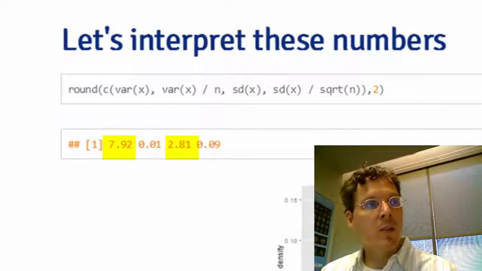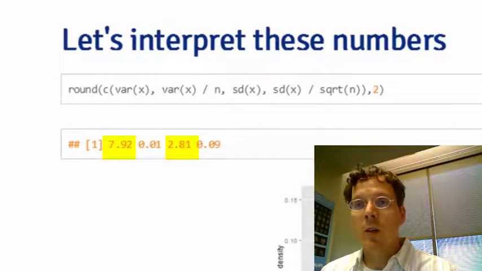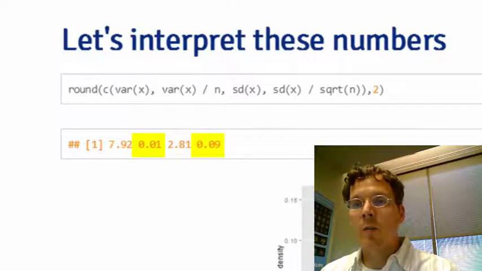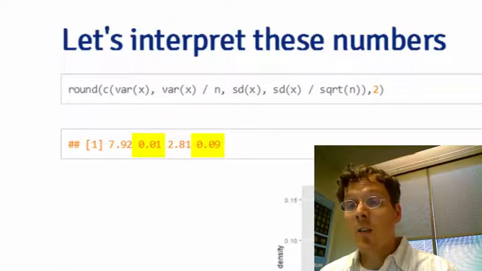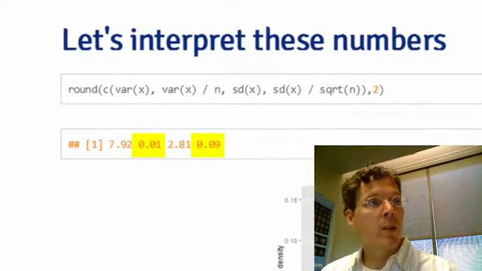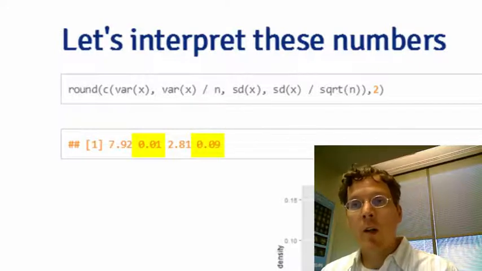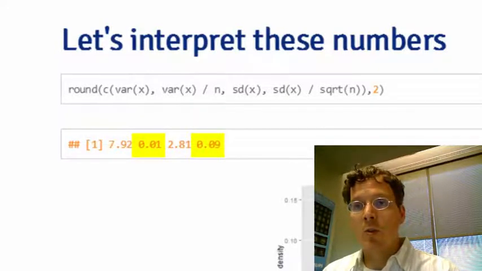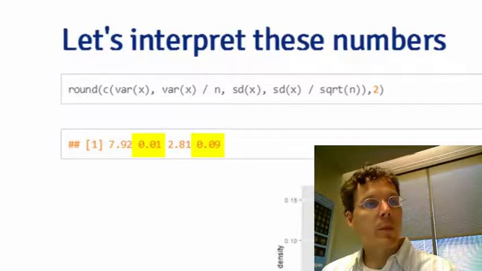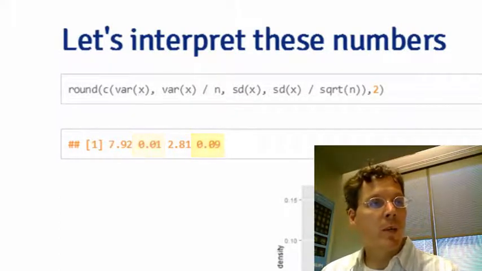I like 2.81 in this case over 7.92 because 7.92 is expressed in inches squared and 2.81 is expressed in inches, so I like to work in the units rather than the units squared. 0.01 and 0.09 are no longer talking about the variability in the children's heights. They're talking about the variability in averages of 10 children's heights. So 0.09 is probably the most meaningful one, and it's the standard error, or in other words, the standard deviation in the distribution of averages of n children's heights. And again, in this case, it's an estimate of that, but it's the best estimate we have from the data that we have.